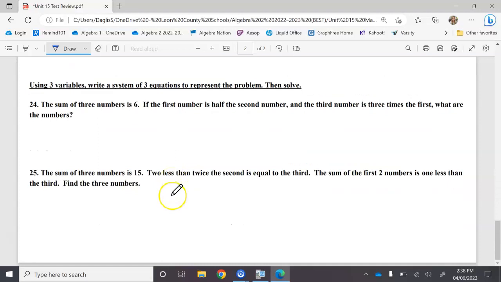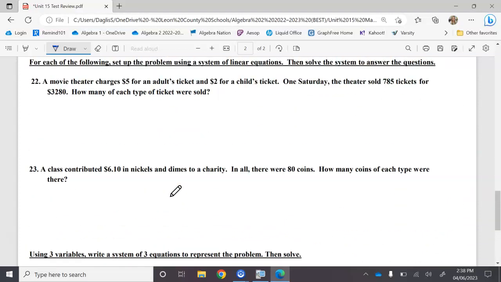22 and 23 are 2 by 2s. So we have to set up the equation first before we can use our calculator to help us solve. So 22 says a movie theater charges $5 for an adult's ticket and $2 for a child's ticket. One Saturday, the theater sold 785 tickets for $3,280. How many of each type of ticket were sold? So remember, we have to make two equations. One equation is going to be just about the tickets, and our next equation is going to be just about the money for the tickets.